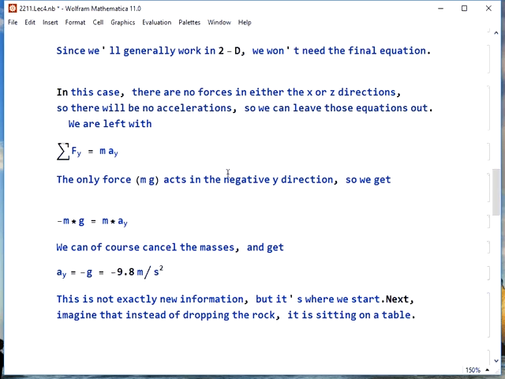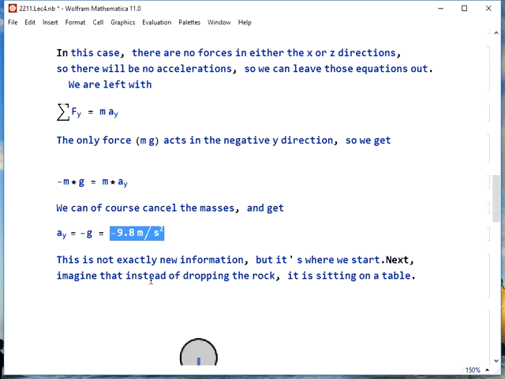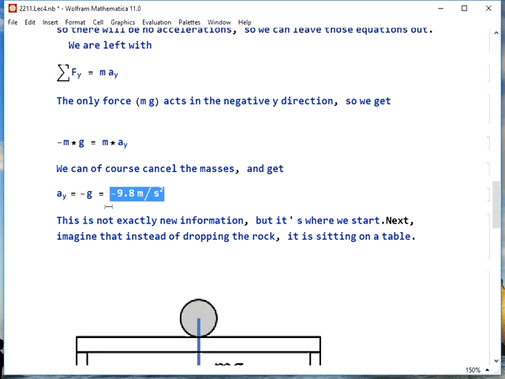Our only force is mg. It acts in the negative y direction, so on the left side where we make a list of all these y forces, we have negative mg. On the right we just have m times ay, and of course the masses are the same and they can cancel, so we get that the acceleration in the y direction is negative g. Remember, g itself is positive, which if you look in your book is 9.8 meters per second squared. And this isn't anything new to you, but this is where we get this information.